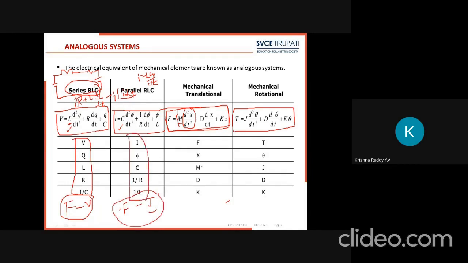According to the force voltage analogy, mass can be replaced with an inductor. In the force current analogy, we replace mass with a capacitor. Similarly, the damper element is replaced with a resistor in both cases. The spring element can be replaced with capacitance or inductance, depending on the force voltage analogy or force current analogy. It is similar to the torque voltage analogy and torque current analogy.